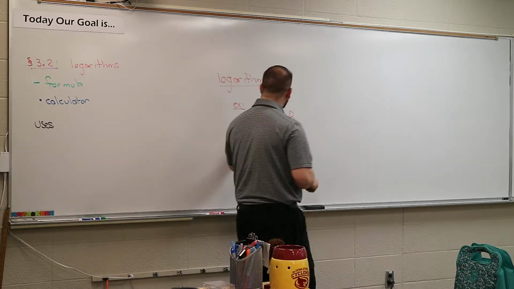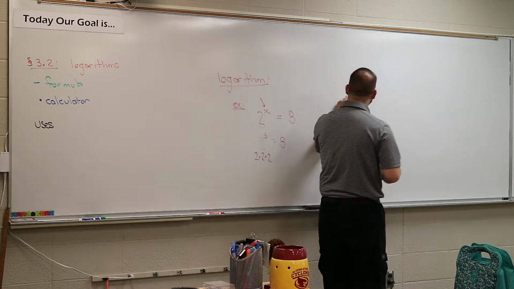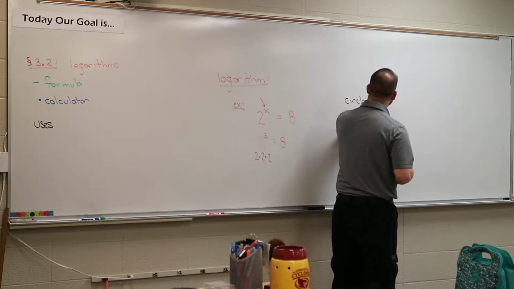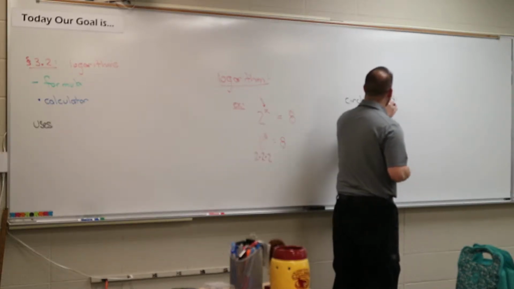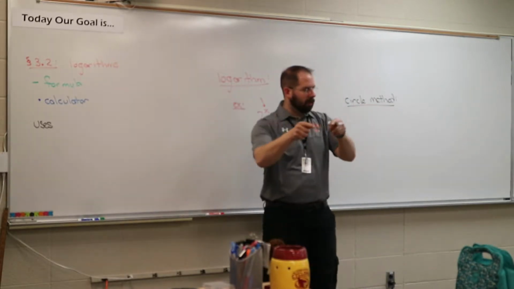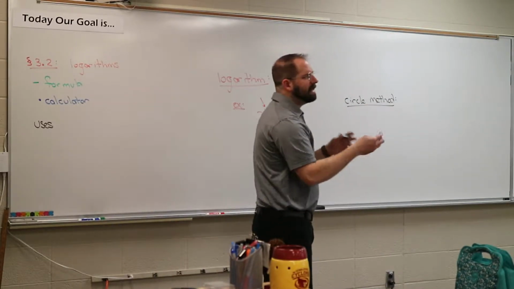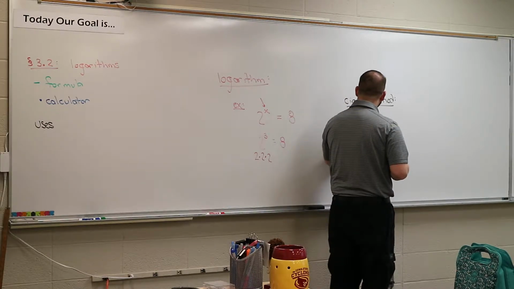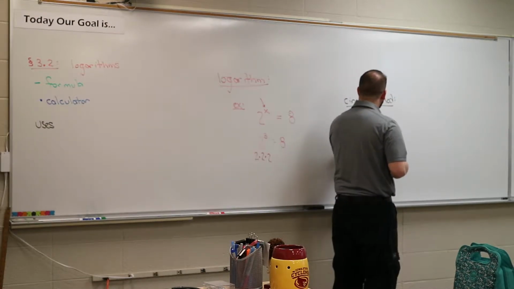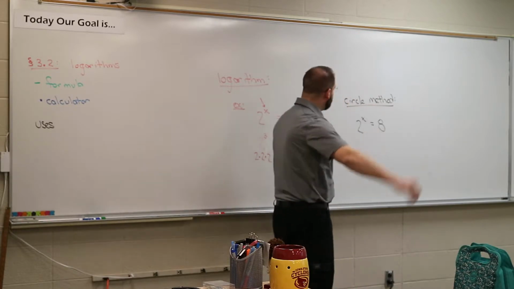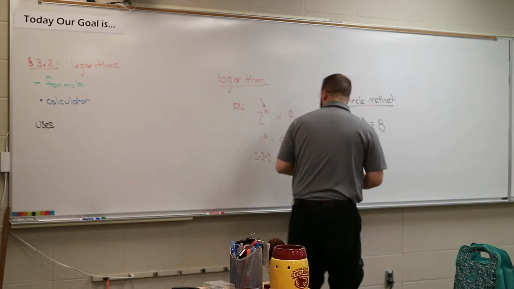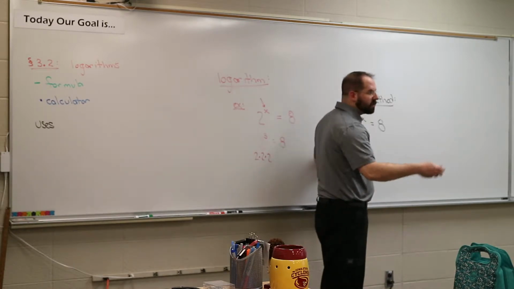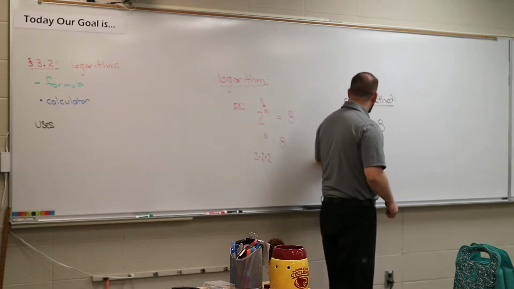So when you type this in, how we actually do this, I call it a circle method of trying to figure out how to write the problem as a logarithm. Yeah, it's kind of my own little method for how to remember it. All right, so 2 to the x equals 8. All right, so how it works when I do this problem, I start with the base. I always start with the base number. This is considered a base. This is an exponent.